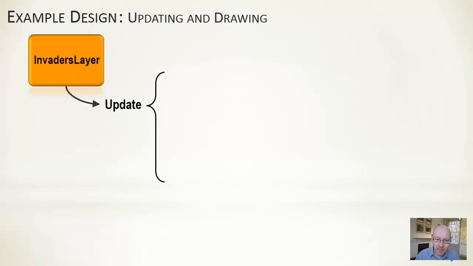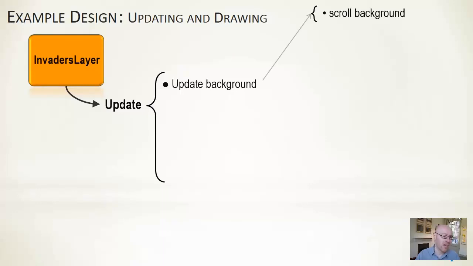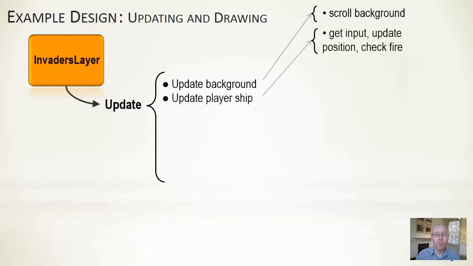And if we have our background as the first one we pick, for example, we could simply say, well, we'll just scroll the background. So whenever the update happens here, we'll work out how much time's elapsed and then scroll the background by an appropriate amount. If we're updating the player ship, we might think, okay, well, we need to get input. Say if the player's provided us with any input. We need to update the position. We need to check to see if the player's indicated that he or she wants to fire.